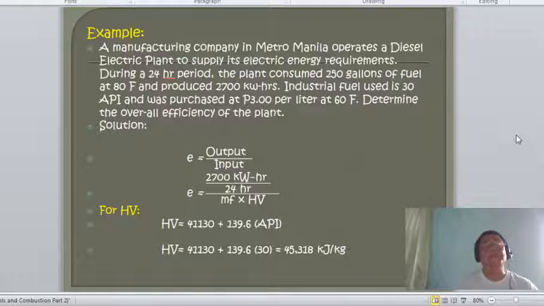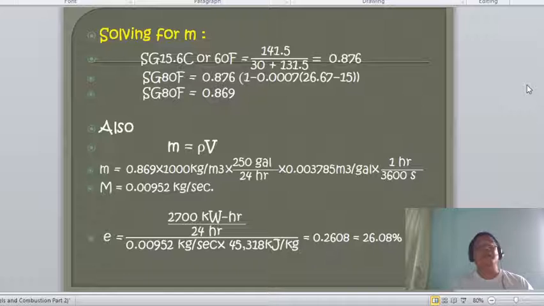Definition of the thermal efficiency or overall efficiency is equal to output divided by the input. So, we have here the energy output. In 24 hours, that is 2,700 divided by 24, because the plant operates 24 hours a day, divided by the energy chargeable, which is equal to mass of fuel consumed multiplied by the heating value. Take note, the mass of fuel consumed here is the fuel consumed per hour. Getting now the heating value in terms of degree API, the heating value is 45,318 kilojoules per kilogram. Solving now for M.